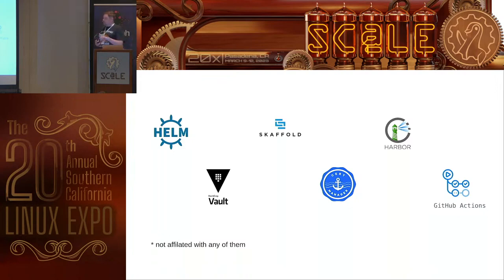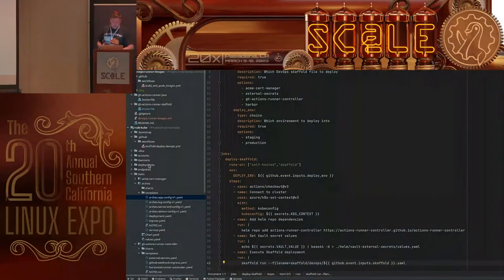We are using Skaffold from the developer's perspective for its dev loop. When you just run it, it starts to watch your microservices, and if you change something, it automatically deploys it to Kubernetes. Then Harbor is for storing Docker images and Helm packages, Vault for credentials, Cert Manager for certificates, and finally GitHub Actions for CI/CD.